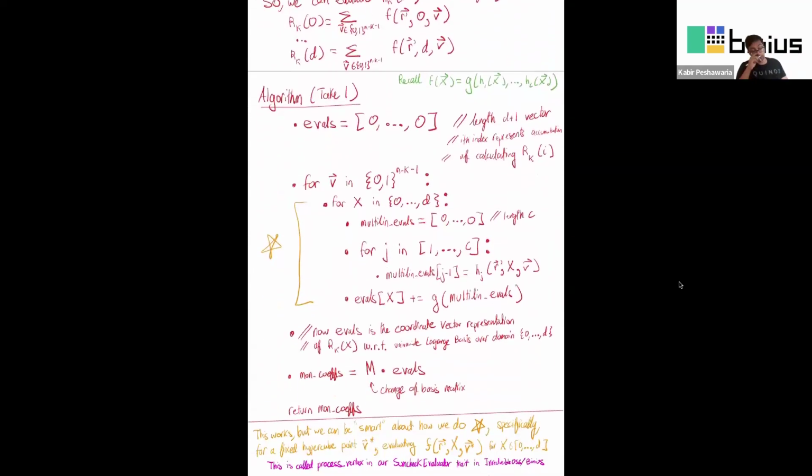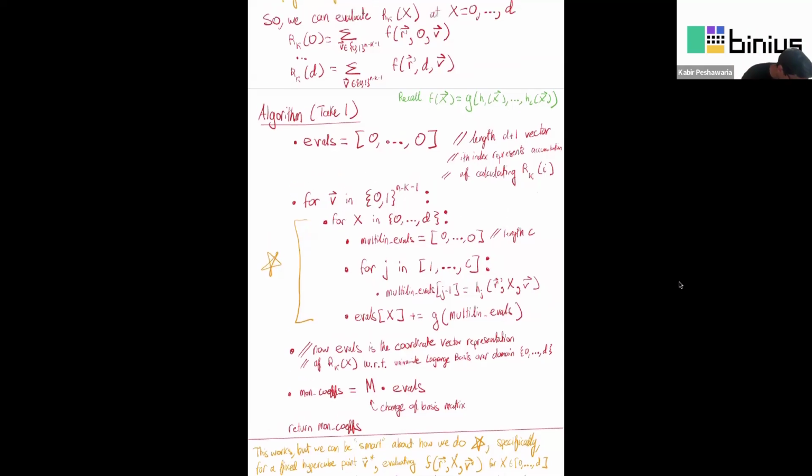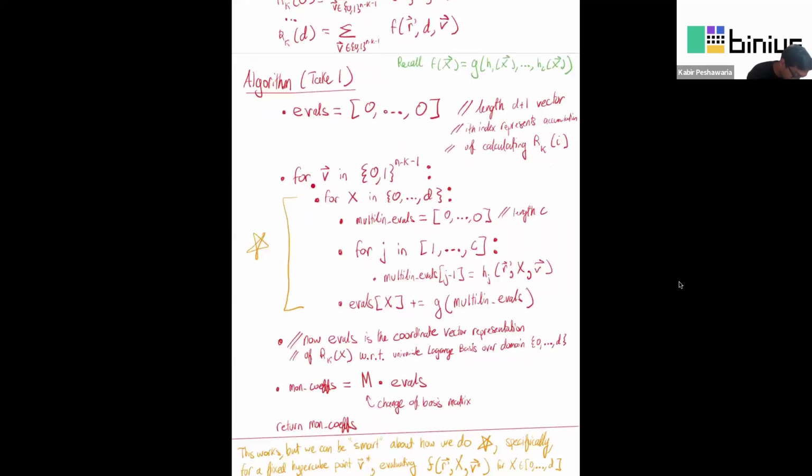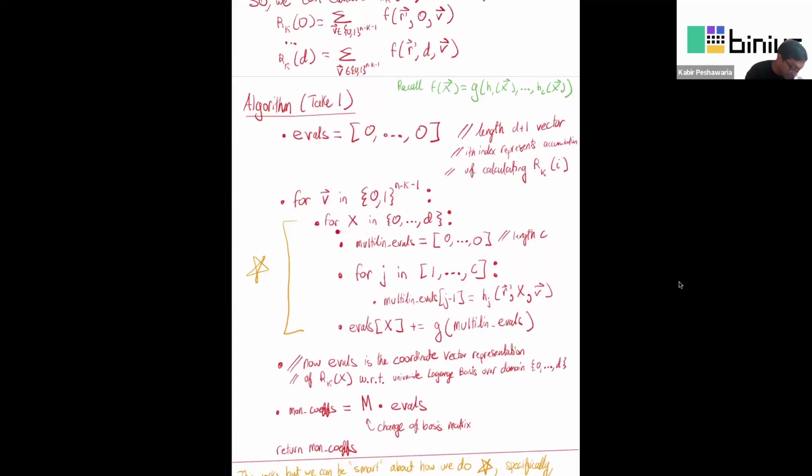Awesome. So take one of our algorithm. Recall that f of x is a multilinear composite of this form. We initialize an array of size d+1. That's going to be our evaluations of Rk of I. The ith thing is going to be our evaluation of Rk of I, accumulated as we go through every single term in the sum. And we'll do this loop for every single hypercube point, for every single capital X in 0 to D.